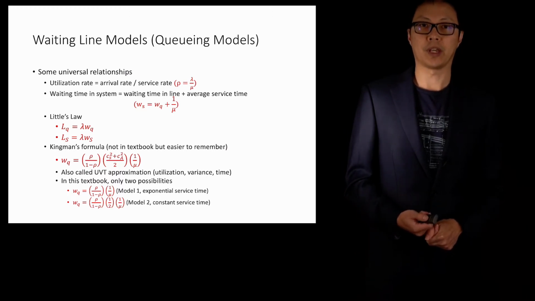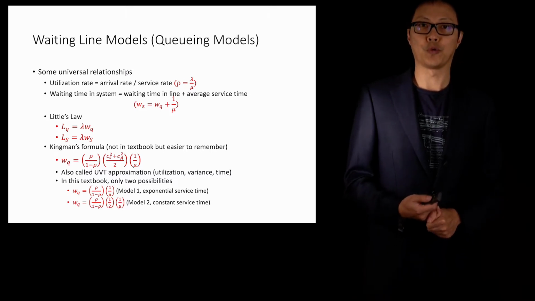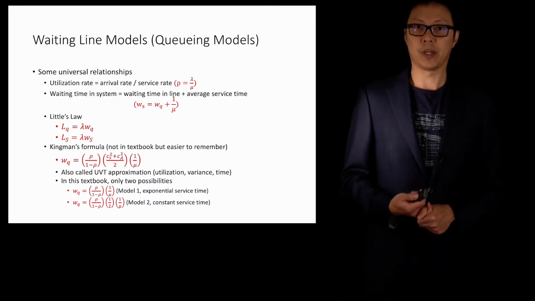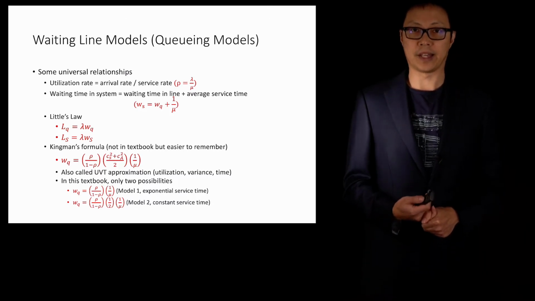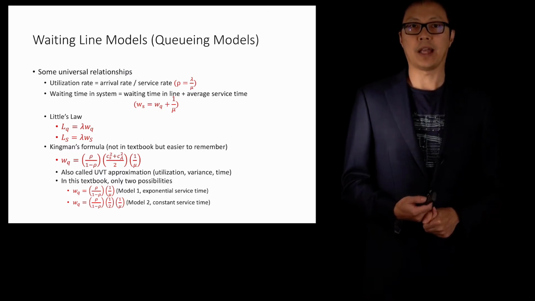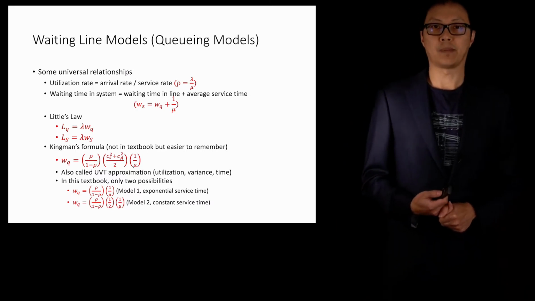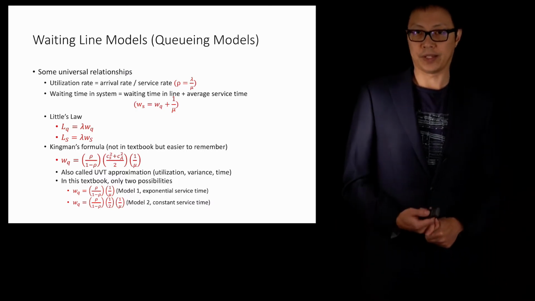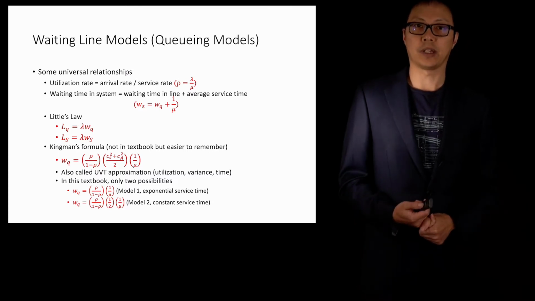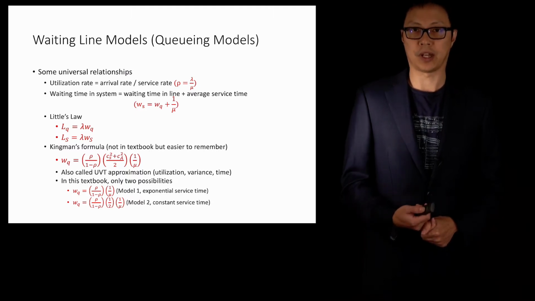Finally, we can use Kingman's formula to calculate the waiting time in line. Note that Kingman's formula is also called the UVT approximation because the first term is about utilization, the second term is about variability, and the very last term is about the service time. UVT approximations can be applied to different settings. For instance, we are listing the two UVT approximations for Model 1 and Model 2 that we are going to discuss next.